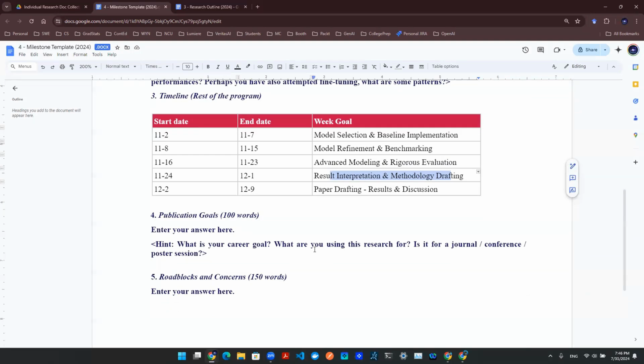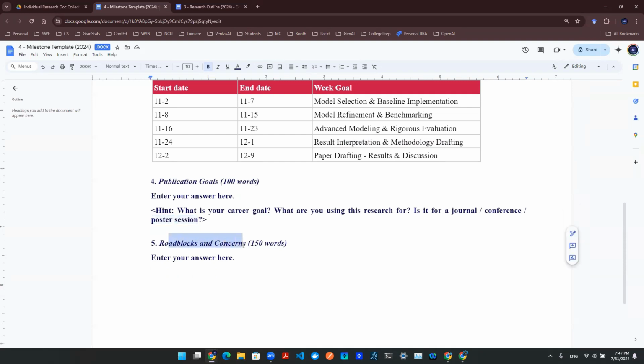This is referring to what your career goal is. Some students are taking this as a high school program. Some students are taking this in their undergrad. It depends on your current agenda, your research goals, and your career goals, so the research paper could be very different. You could be going to a journal, a conference, or even just a poster session. That's what this space is talking about. It's a safe space for you to let us know what your publication goals are so we can help you out. The last step is roadblocks and concerns.